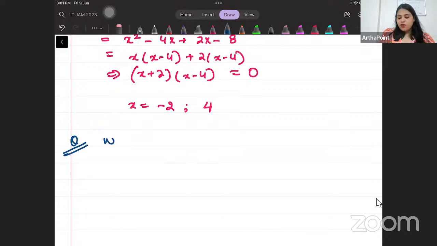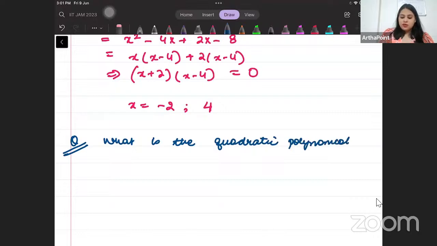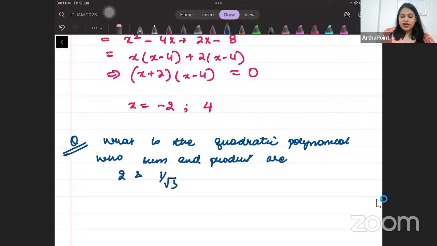This says, what is the quadratic polynomial whose sum and product are 2 and 1 by root 2 and 1 by 3 respectively? This is the question.